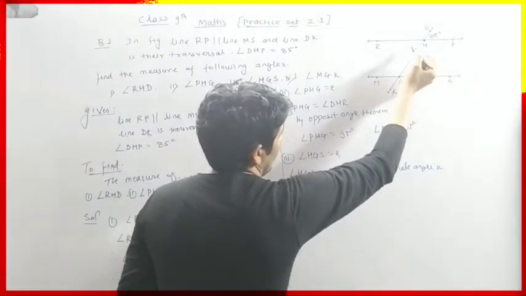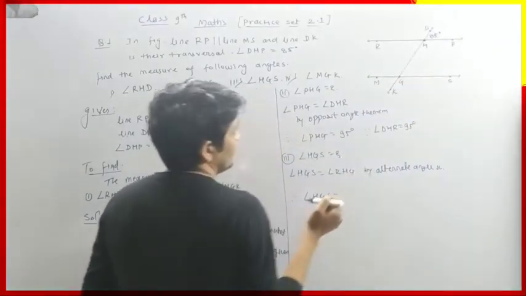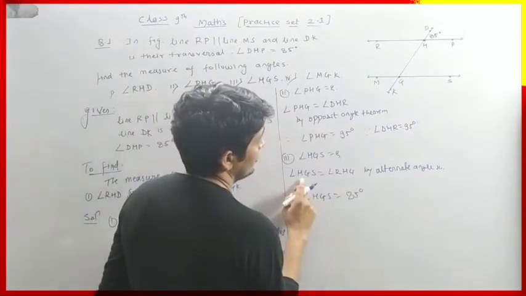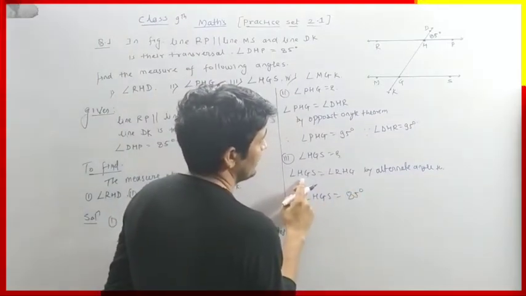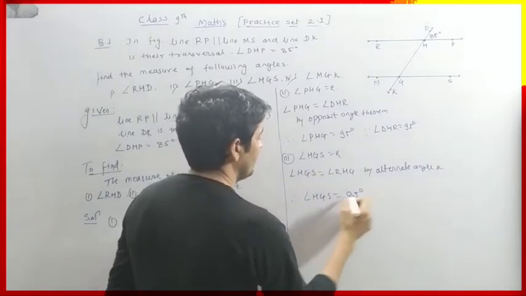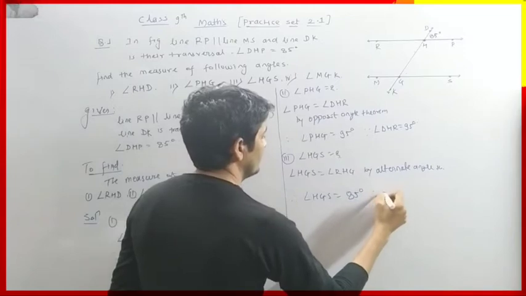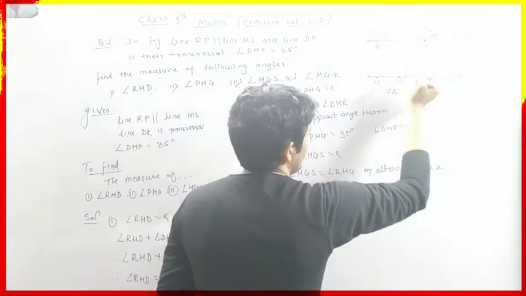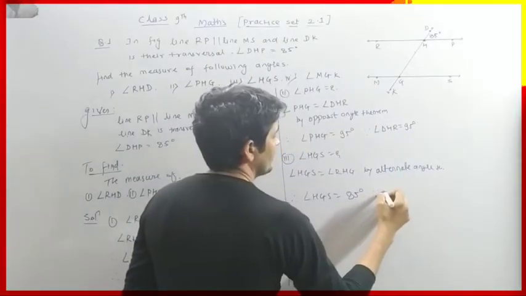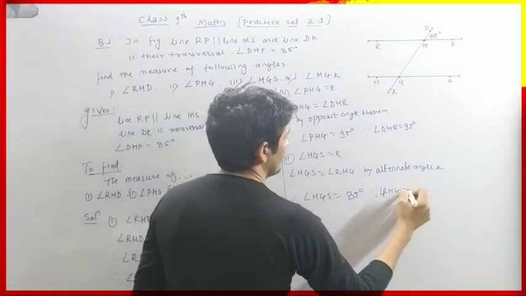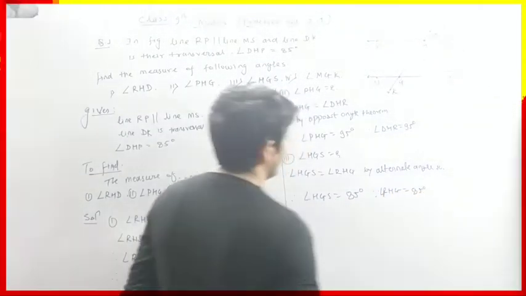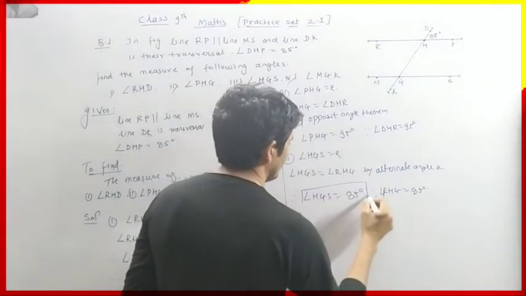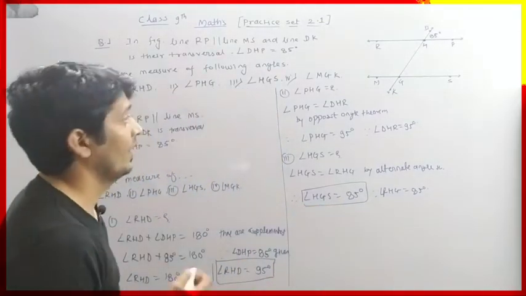The measure of that is how much? 85. How will it be 85? It is opposite to this, so it will be 85. So we have to write 85 degrees. HGS is also 85 degrees. Since, see, its measure will also be 85, because RHG is also 85 degrees. So, since angle RHG is also 85 degrees, this is our third answer. Now the next part.